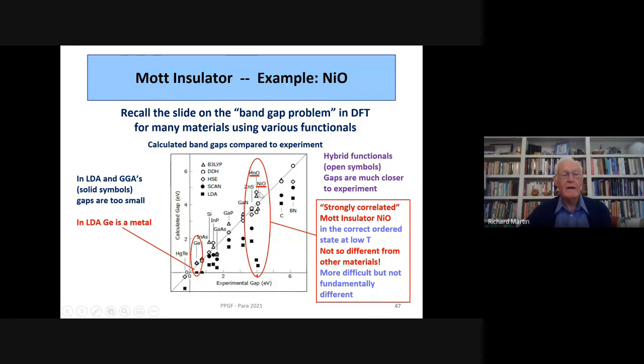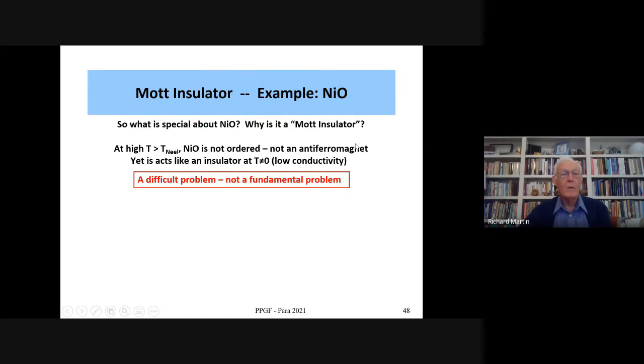So the fact is that they are more difficult, and that's a sign of something interesting, but they're not fundamentally different from the other systems. What was different was that at high temperatures, above the Néel temperature, where nickel oxide is not ordered, it's not an antiferromagnet, it still acts like an insulator. It means it's low conductivity, and if you look at the electronic spectrum, it looks very much like there's a gap, et cetera, et cetera. But what I wanted to point out is this is not a fundamental problem. The question is, what do you get at the high temperatures?